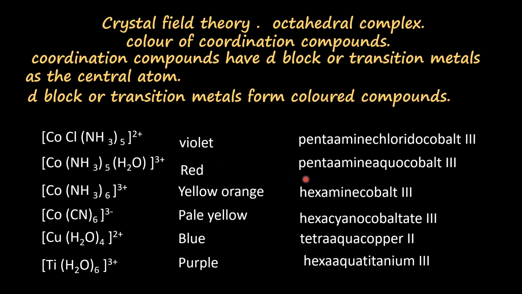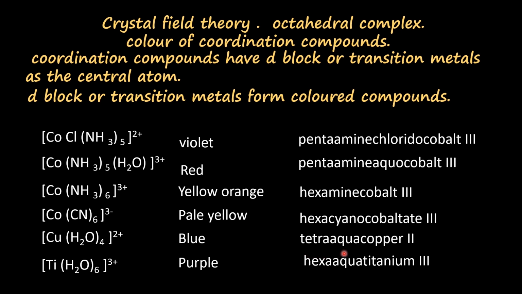Next one is pentaammineaquacobalt(III). It also has cobalt as the central atom, but its color is red. Example 3, hexaamminecobalt(III). Here also the central atom is cobalt, but the color is totally different, yellow orange. Fourth one, hexacyanocobaltate(III) ion. It is an anion complex as the name suggests. Here also the central atom is cobalt, but the color is totally different from the rest. It is pale yellow in color.